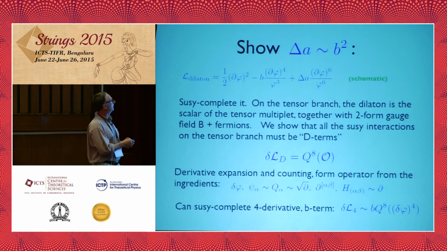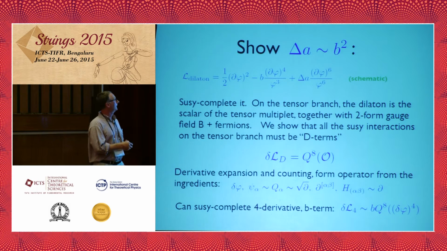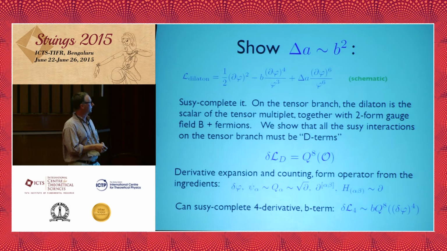So again, the dilaton low energy effective action looks like this. And b is the coefficient of the 4-derivative term. The delta a is the coefficient of the 6-derivative term. And we want to supersymmetrically complete this to make it 1,0 supersymmetric. So on the tensor branch, the dilaton is the scalar of the tensor multiplet. And so our basic ingredient is that scalar together with the two-form gauge field whose field strength is self-dual, and the fermions. And what we show is that all of the supersymmetric interactions on this tensor branch must be D-terms. So they have to be something which respects all 8 supercharges, because it's 8 supercharges acting on some other operator. And there's no other way to make something that's Lorentz invariant and respects the supersymmetry.